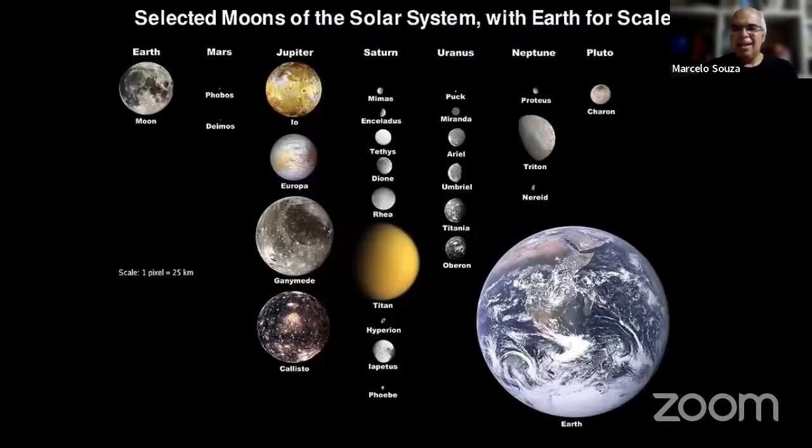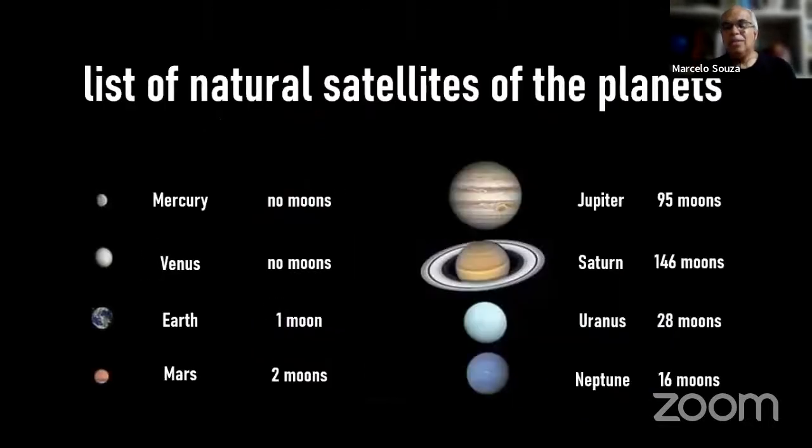Now, the moons that are orbiting the planets, this is the final count. Until today, I don't know about tomorrow, but today, these are the data that we have. Jupiter has 95 moons, Saturn 146 moons, Uranus 28 moons, and Neptune 16 moons.